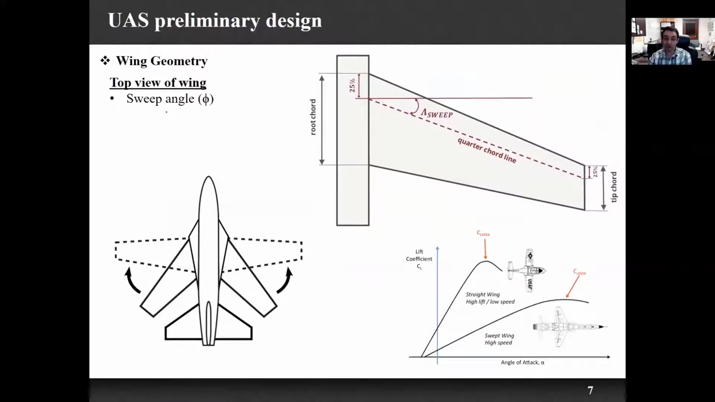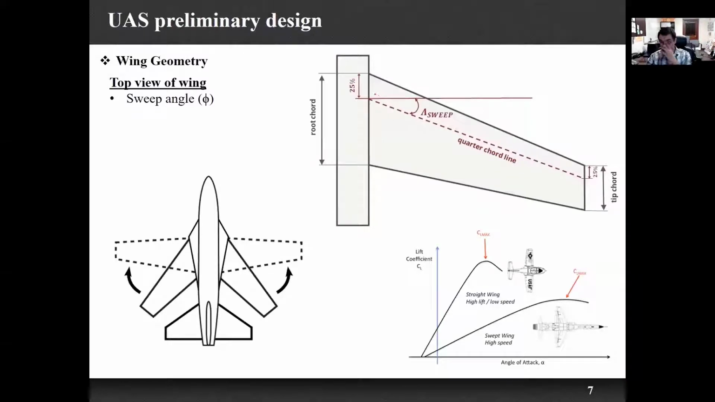We have also the sweep angle, which is the angle that our wing has from the top view. So what is this angle and how does it change? I'm going to talk about this. So this is a tapered wing shape. As we can see here, our tip chord is not equal to our root chord, so they are different.